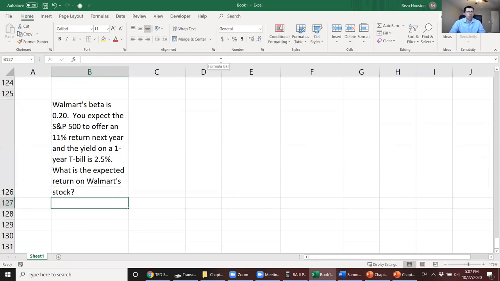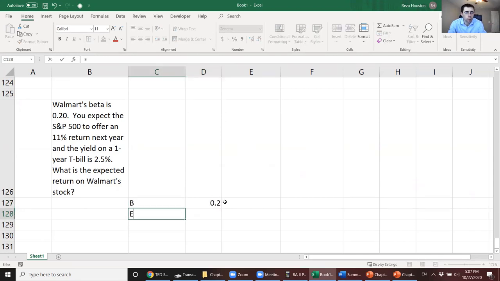Okay, so here's a CAPM example. Obviously, you've probably read it, but we have a beta of 0.2. We know that the expected return on the market is 11%, and we know that the risk-free rate is 2.5%.